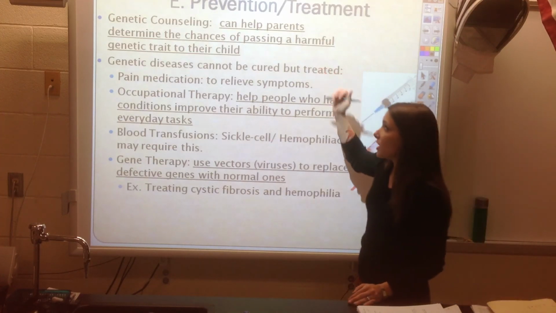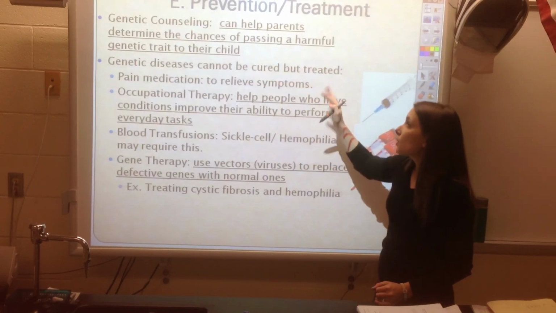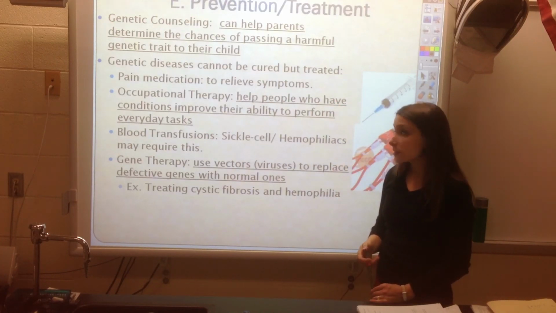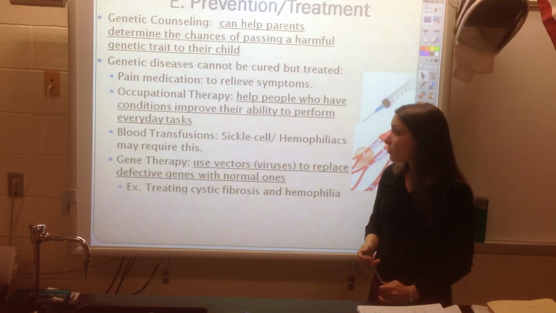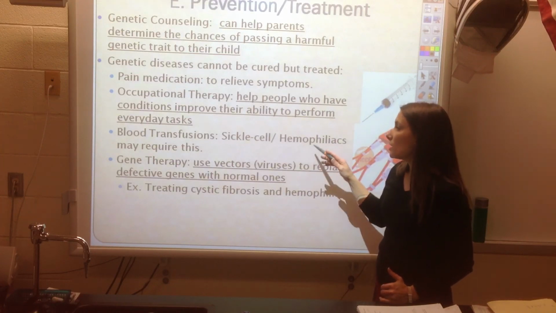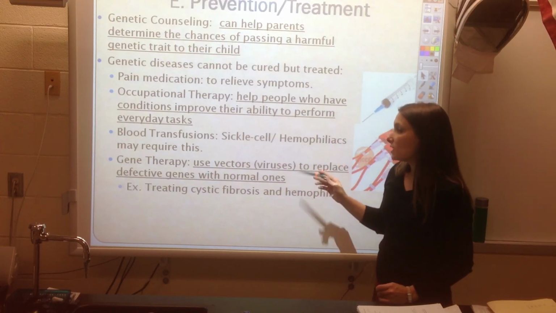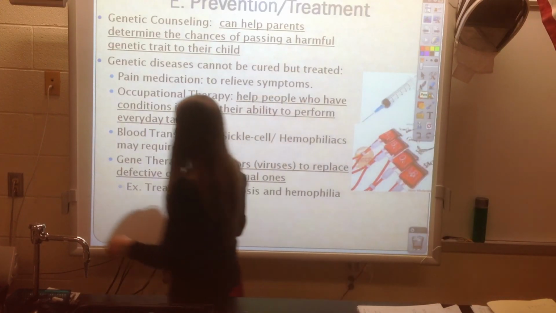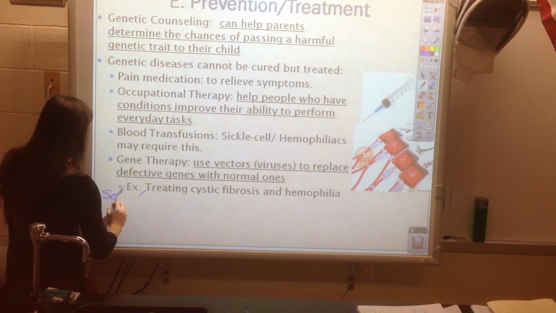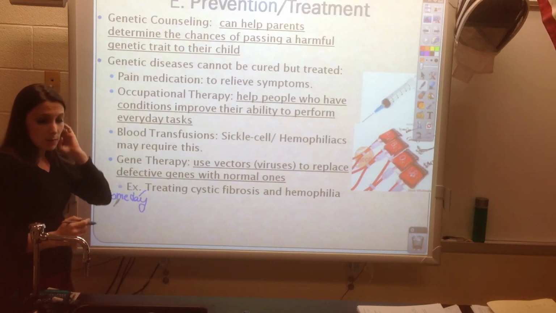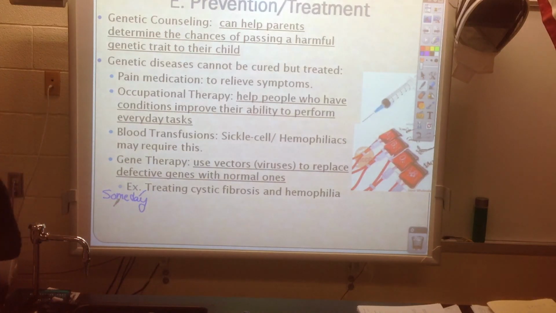If someone has a genetic disease, we cannot cure it, but we can treat it. We can use pain medication to relieve the symptoms, like of sickle cell anemia. We can use occupational therapy, which is kind of like physical therapy. It helps improve their ability to perform tasks like speech. We can use blood transfusions, and we can think about using gene therapy. But we do have to be careful because right now gene therapy is not possible. It's just a hope. So someday we might be able to actually cure a genetic disease.